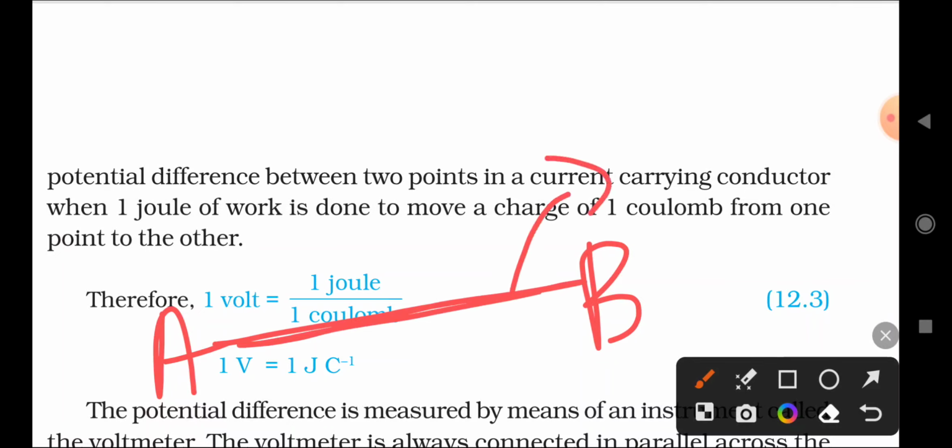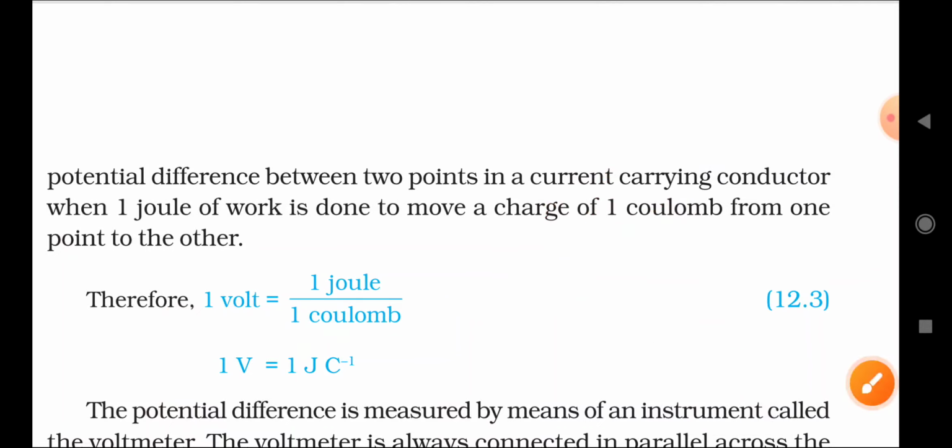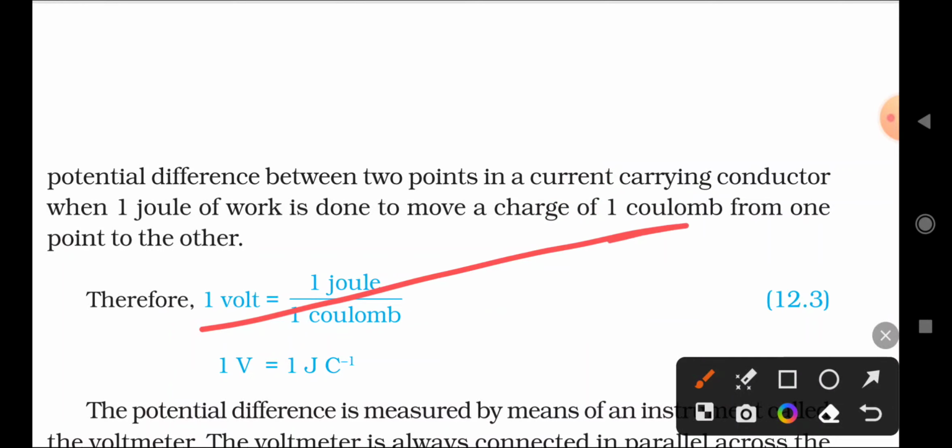Conductor means it conducts electricity. A conductor may be copper wire, aluminum wire, or silver wire. Whichever material conducts electricity is called an electric conductor. The potential difference between 2 points in a current carrying conductor is 1 volt when 1 joule of work is done to move a charge of 1 coulomb from one point to the other.